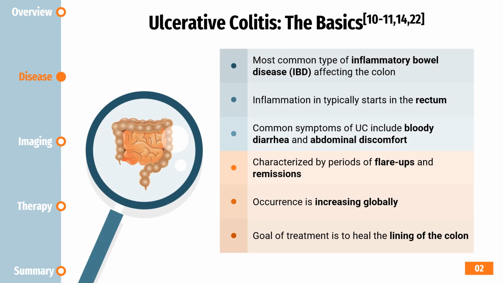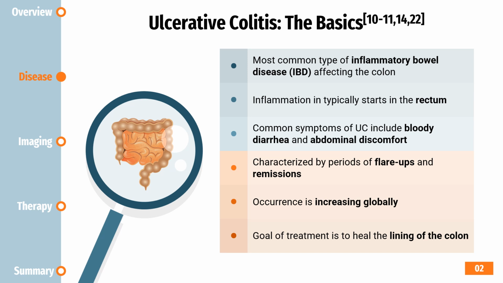Let's go over some of the basics. Ulcerative colitis is the most common type of inflammatory bowel disease or IBD that affects the colon or large intestine, which primarily absorbs water and electrolytes from undigested food. Inflammation typically starts in the rectum and spreads throughout the rest of the colon as the disease progresses. Common symptoms include bloody diarrhea and abdominal discomfort or pain. The course of ulcerative colitis is often characterized by periods of flare-ups, where new damage occurs and patients actively experience the symptoms mentioned, and periods of remission, where the tissue starts to heal.